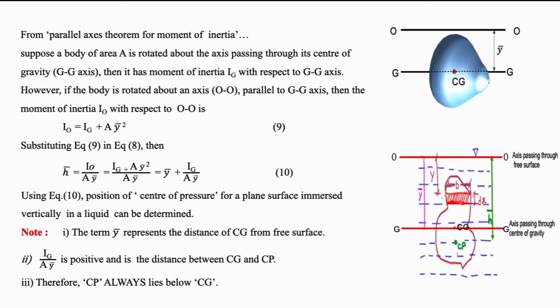Here we have to note the term y bar represents the location of center of gravity. The term Ig by A y bar is positive and it is the distance between center of gravity and center of pressure. Therefore, the center of pressure is always below the center of gravity.